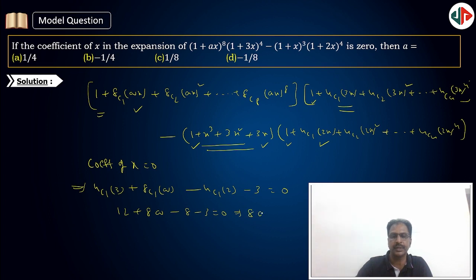From this, 8a is equal to minus 1. So a is equal to minus 1 by 8. A is equal to minus 1 by 8, option D.